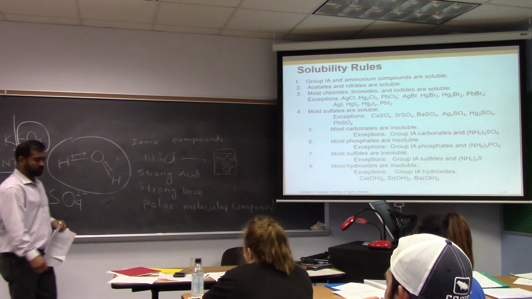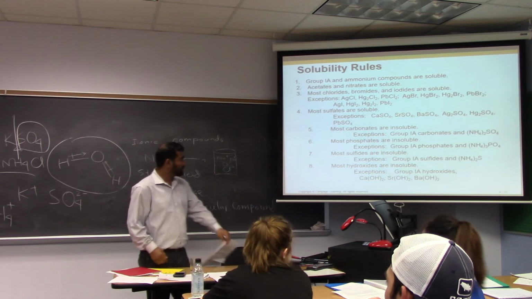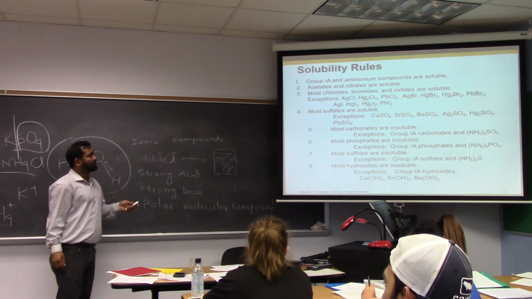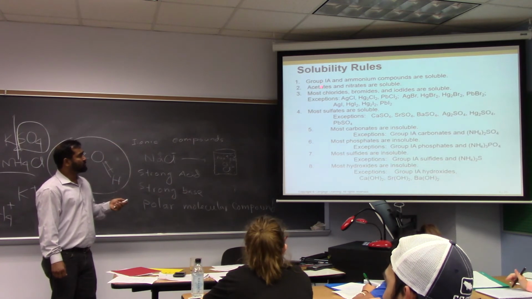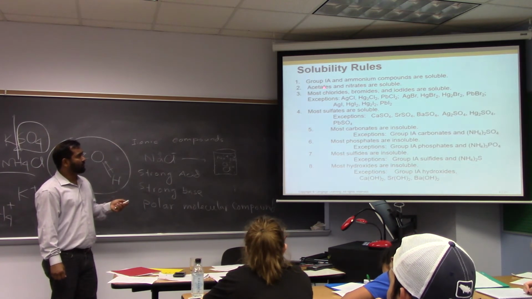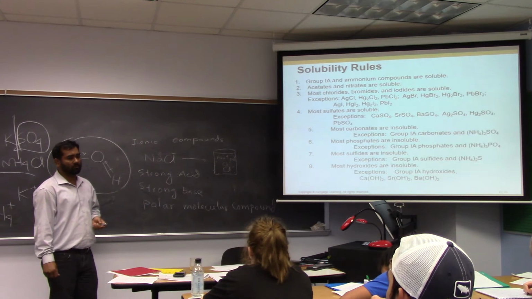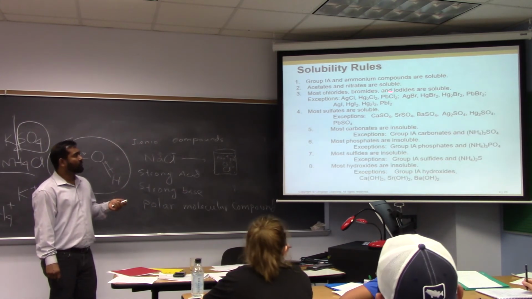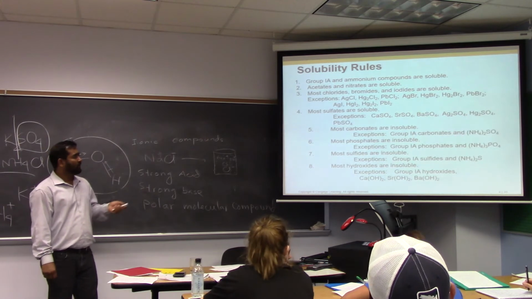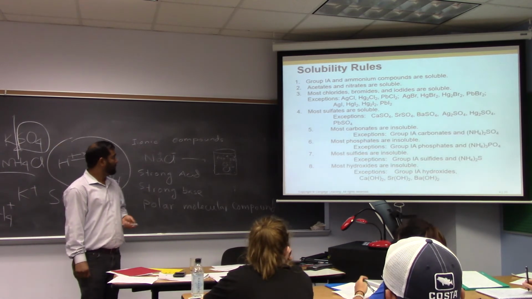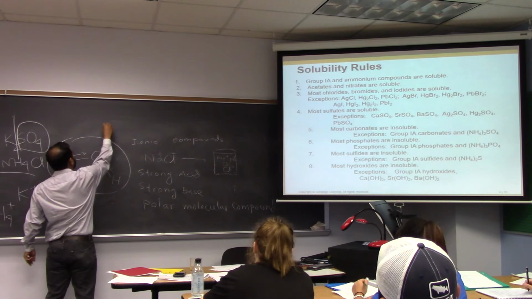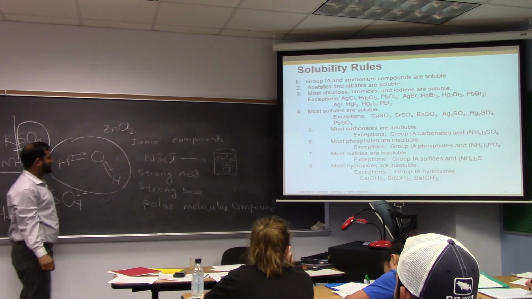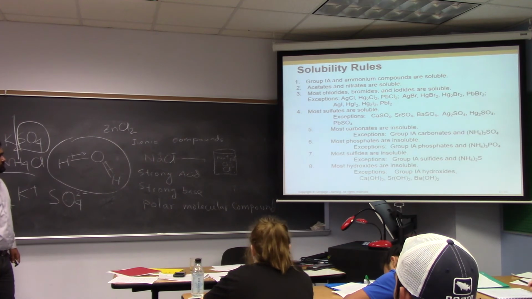Any questions so far? Let me do more practice with the solubility rules. Group 2A, acetate and nitrate are soluble. Acetate and nitrate are always soluble with any metals. Chloride, bromide, and iodide are soluble except for a few. So let me ask you then, zinc chloride, is it soluble or not? Is it soluble?